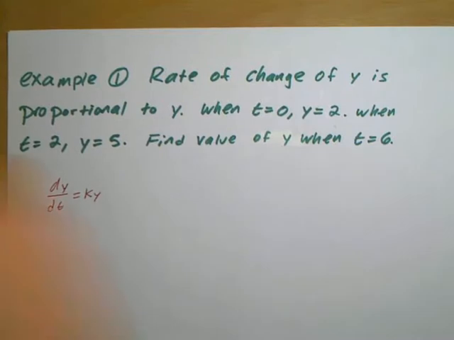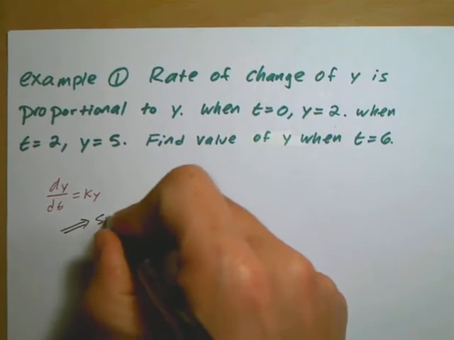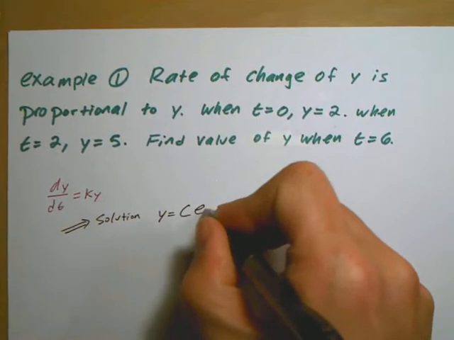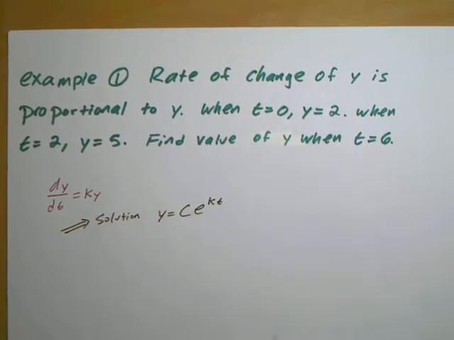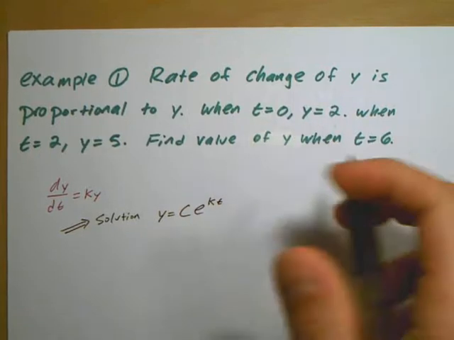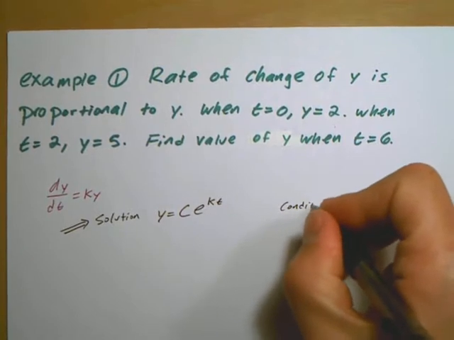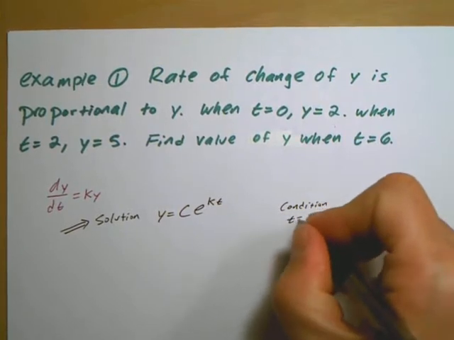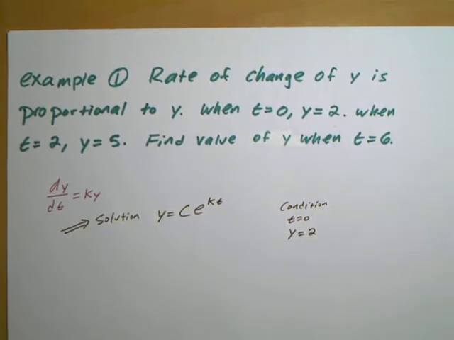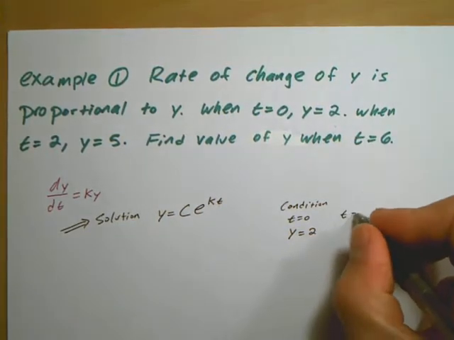So example 1, you can go ahead and pause it and copy down. Example 1 says the rate of change of y is proportional to y, so I can write my differential equation. And the nice thing about having already solved this is I can just jump right to the solution, being y equal to c e to the kt.